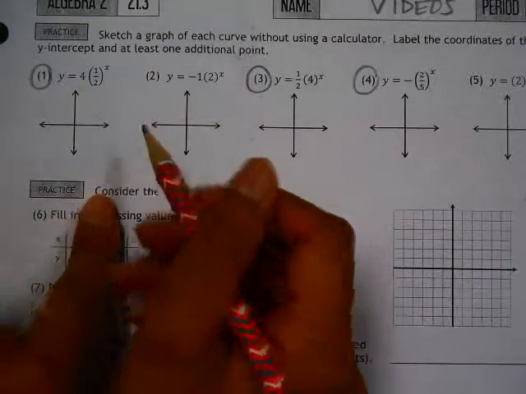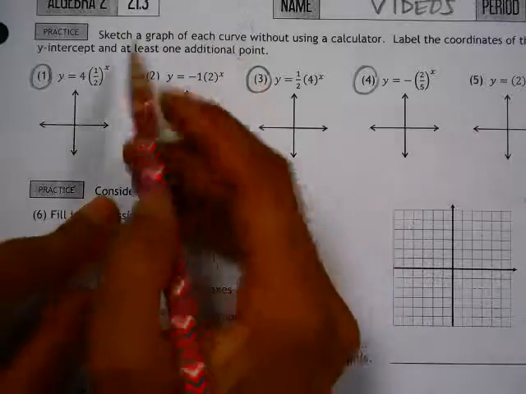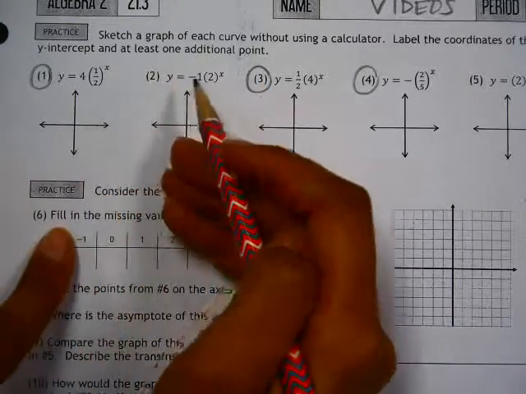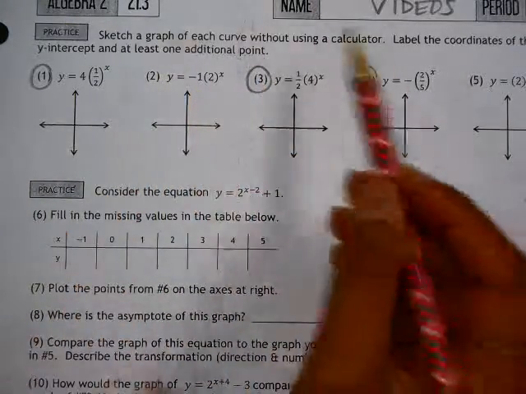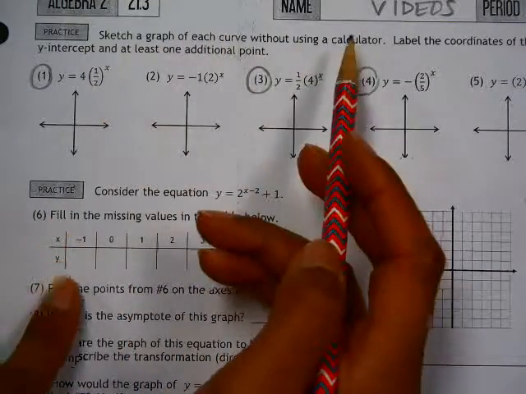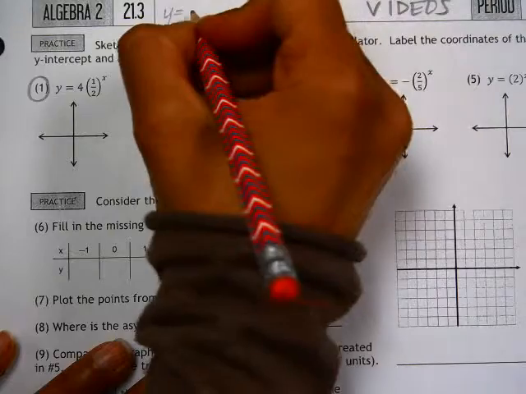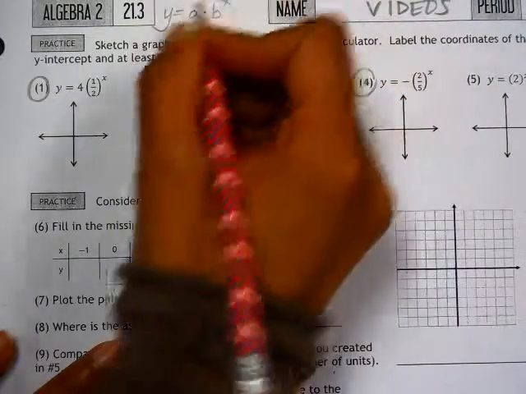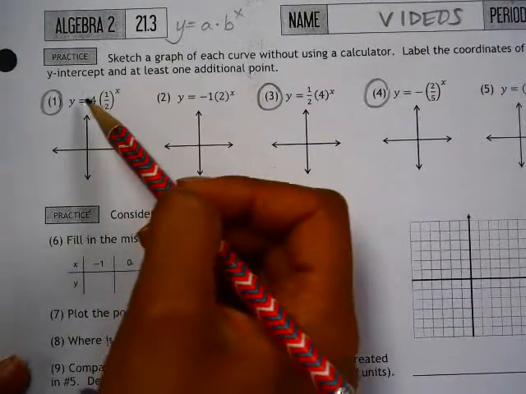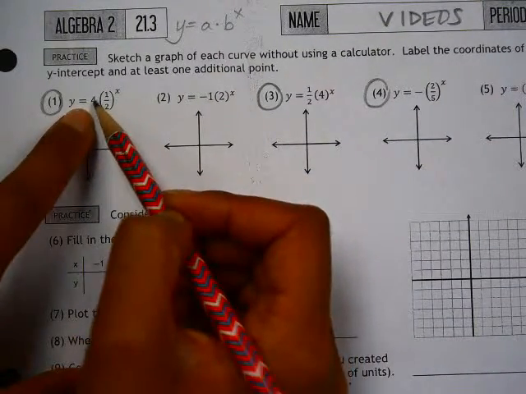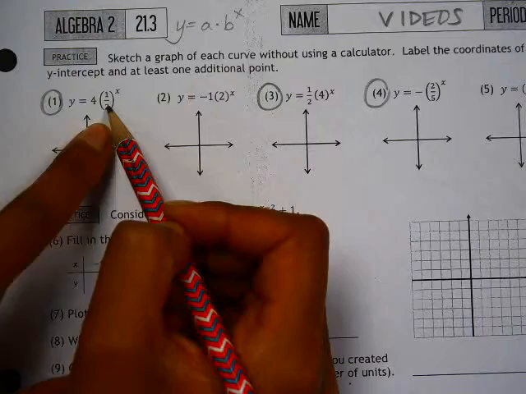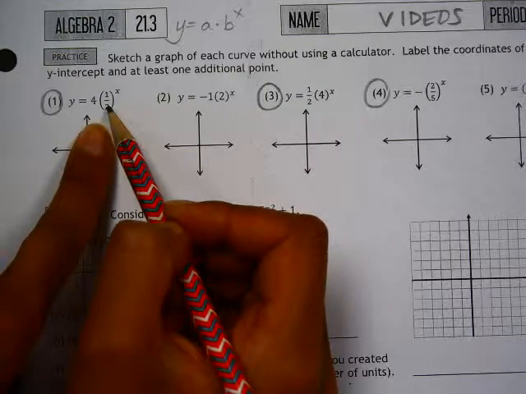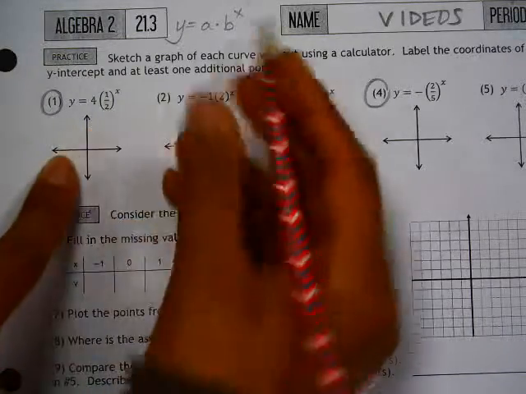In this video, we'll look at number 1, 3, and 4, which is to sketch a graph of each curve without using a calculator, labeling the coordinates of the y-intercept and at least one additional point. So we're studying exponential equations of the form y equals a times b to the x. By looking at this equation, I can tell that my starting value is 4, my multiplier is 1/2. So I know that this is going to be a decreasing exponential graph.